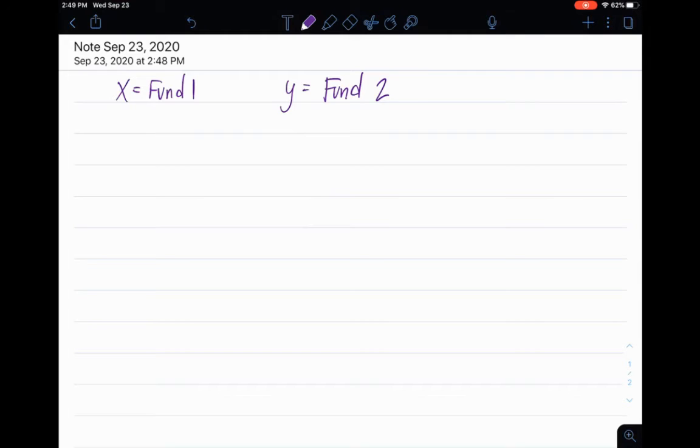Okay, so then you want to write your two equations. So she invested a total of $5,000. So X is the amount of money from fund 1. Y is the amount of money from fund 2. If I add those together, I'm going to get my total amount. So we have X plus Y equals 5,000. Then the second one is talking about the interest. Okay, so she's paying 2% interest. 2% as a decimal is 0.02.